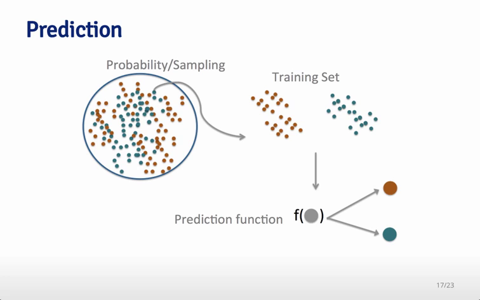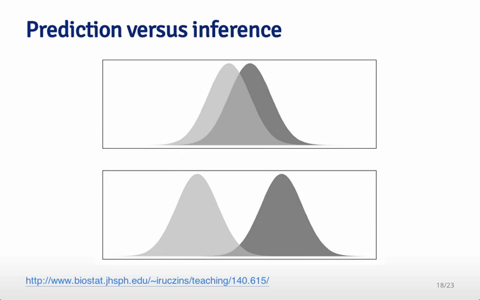So the idea here is that we still need to deal with probability and sampling and potential confounding variables because when we're building this prediction function, we want it to be highly accurate. Another issue that comes up is that prediction is slightly more challenging than inference.